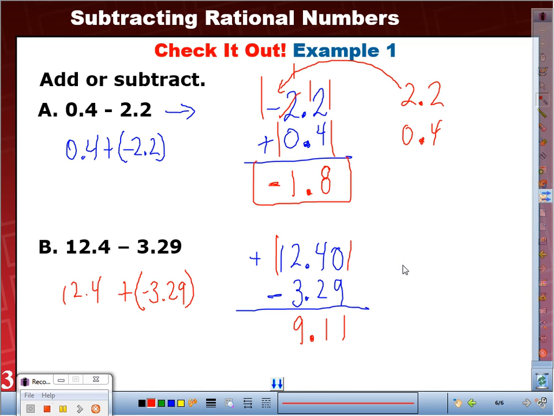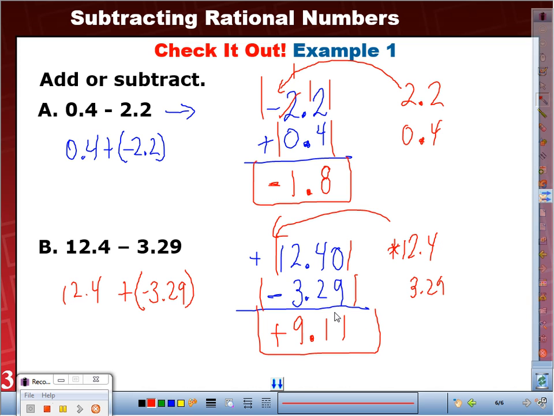So, absolute value of 12.4, that's 12.4. Absolute value of negative 3.29, which was greater, this one, and it's a positive. Hands up if you got 9.11. That is correct. Let's move on.